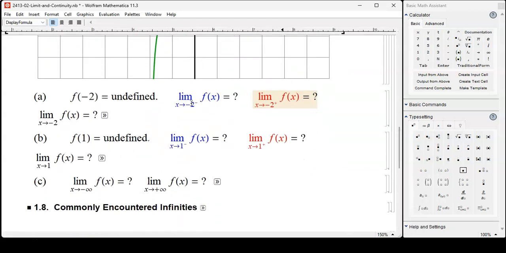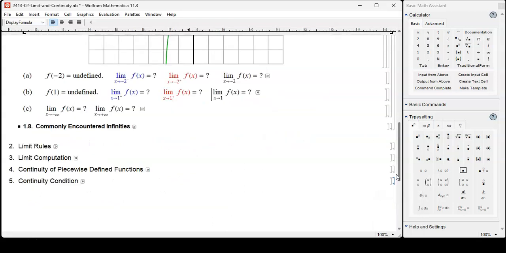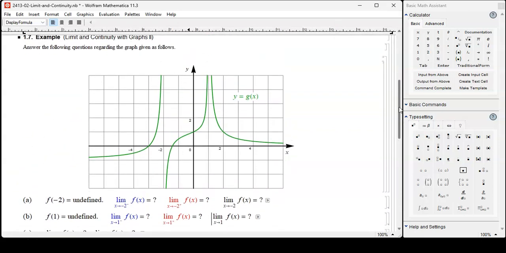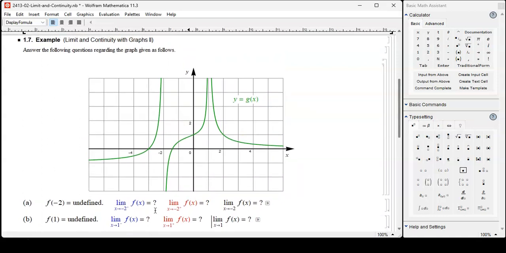Well, this negative sign there and positive sign there, this negative sign here and the positive sign there, that makes the distinction. Remember, in mathematics, negative is to the left, positive is to the right. So 2 minus, 2 plus, 1 minus, 1 plus, they mean the left-hand side and right-hand side. Okay, let's follow the graph from the left-hand side and also from the right-hand side to answer this question.